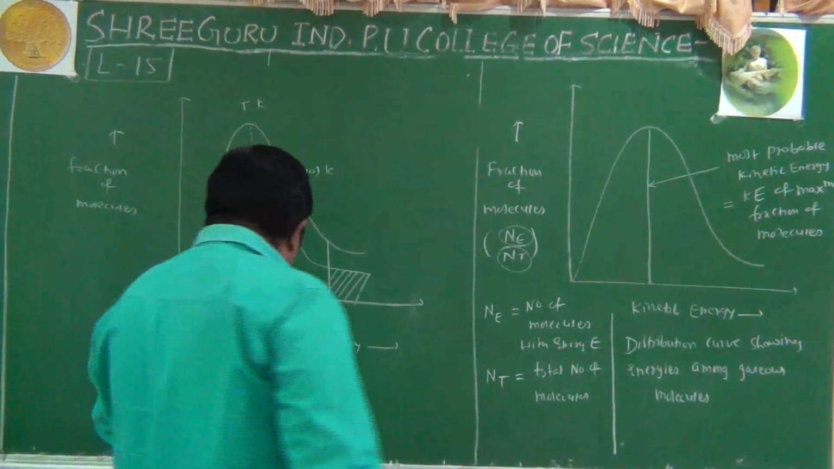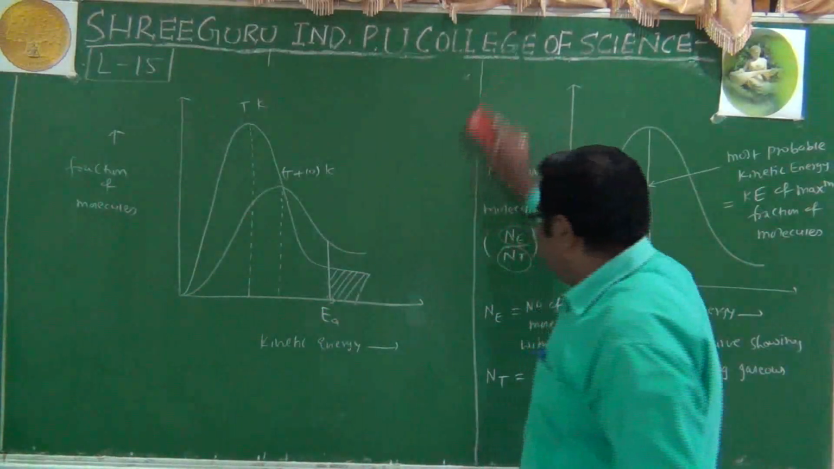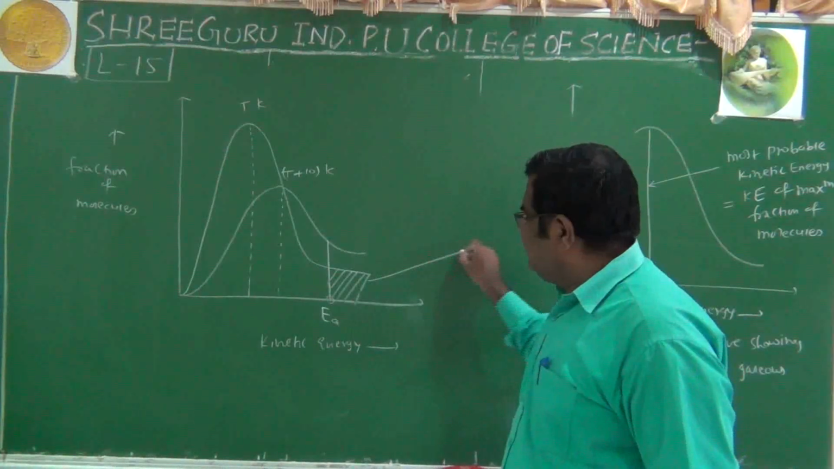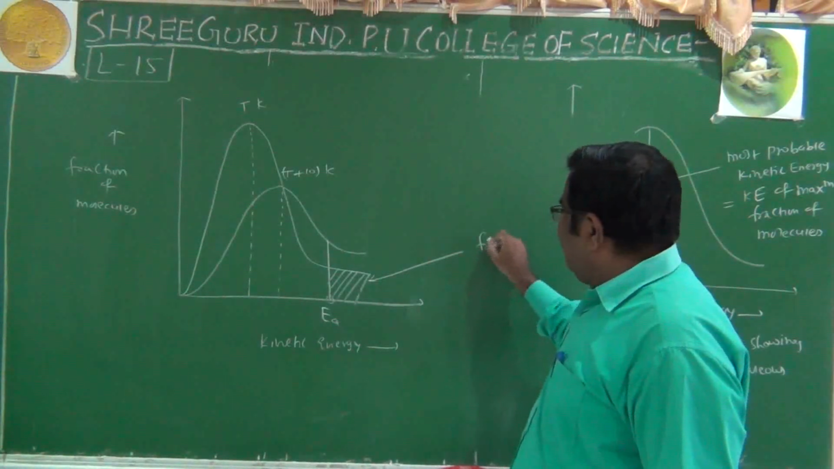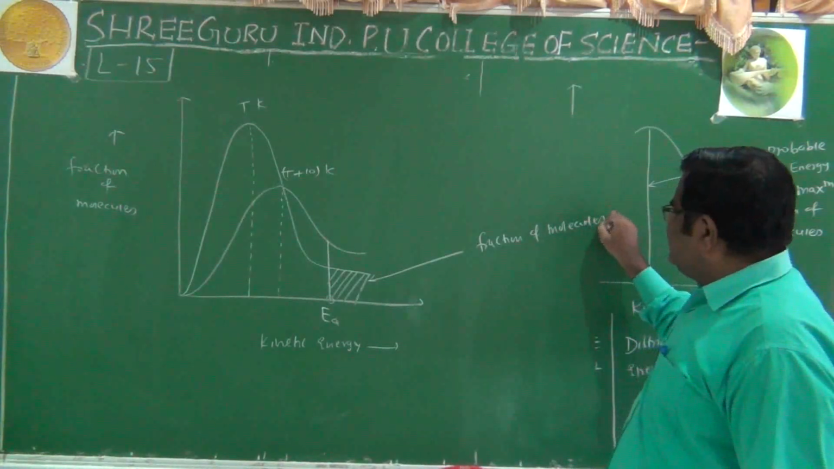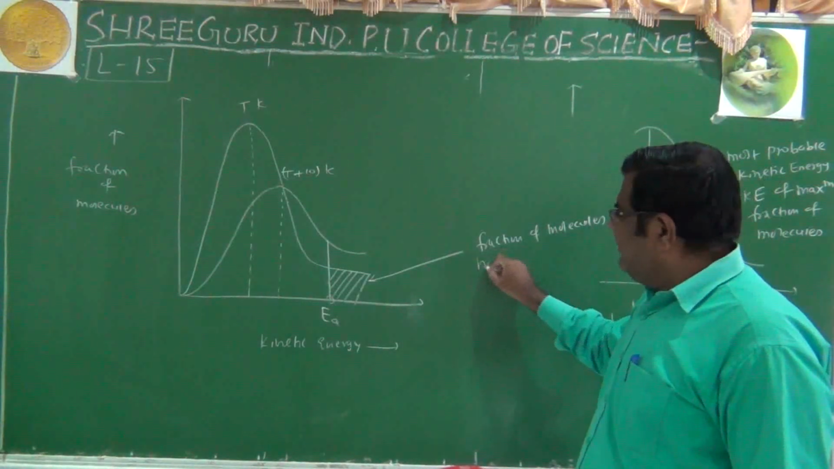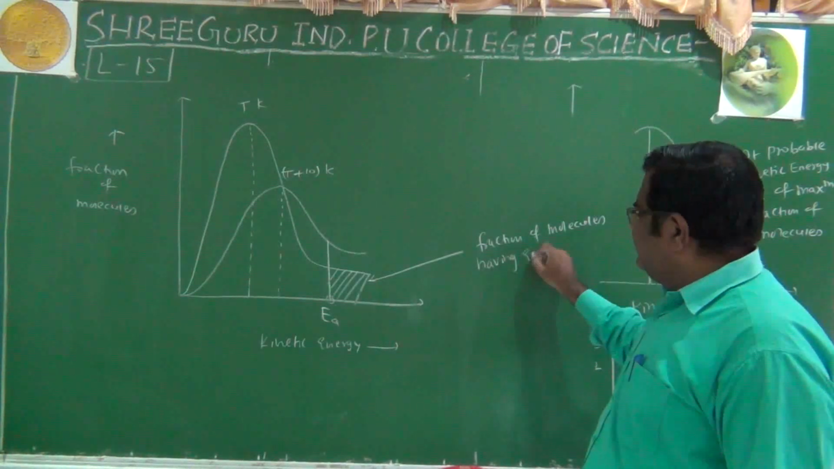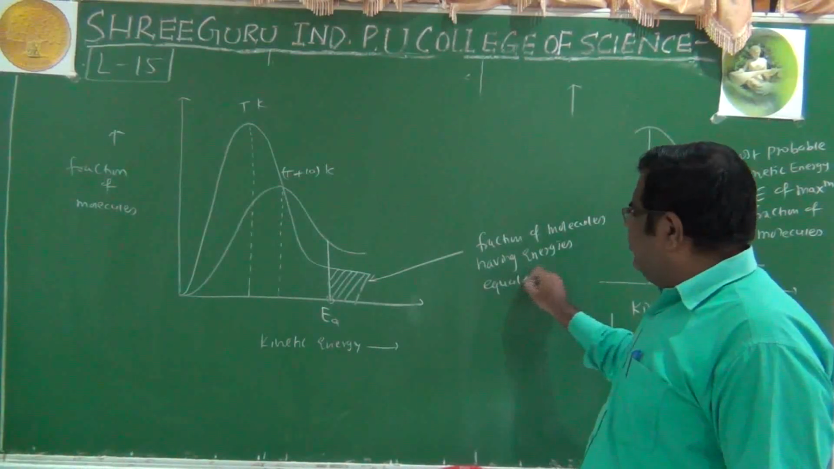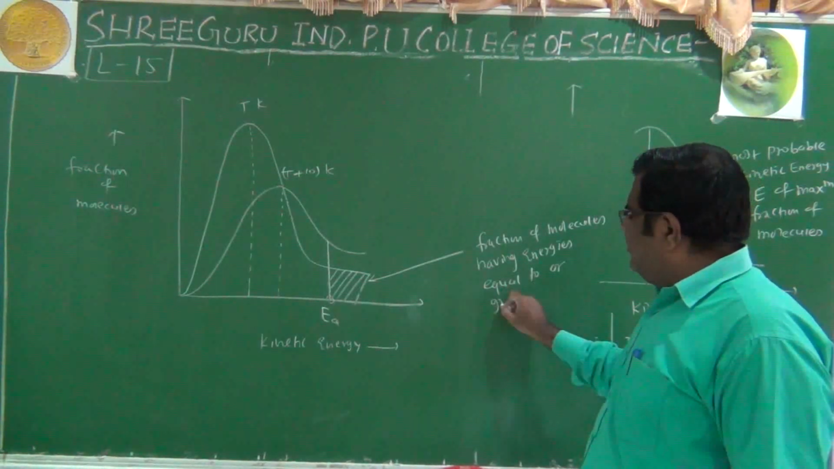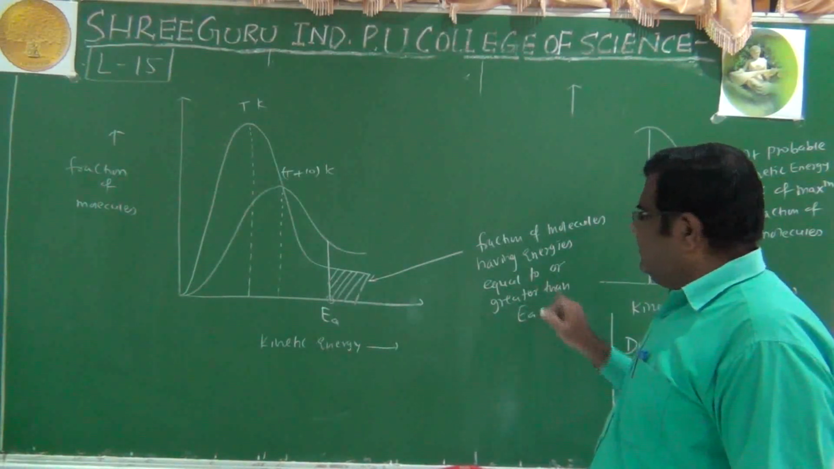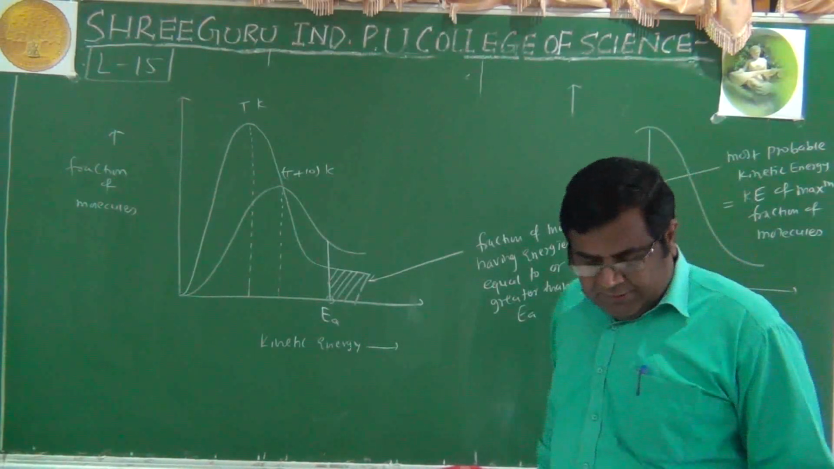So what type of labelings do we put here? See, the labeling is also important here. We write this as fraction of molecules having energies equal to or greater than activation energy.